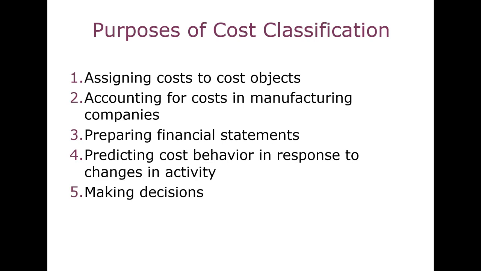And here we're going to see that there is a new way to prepare the income statement. It's not one that's used for external reporting, but can be used for internal reporting. Number 4, predicting cost behavior in response to changes in activity. This relates to trying to decide whether a cost is variable or fixed. And finally, making decisions. And here we're going to decide if a cost or even a revenue is relevant to a decision that needs to be made.